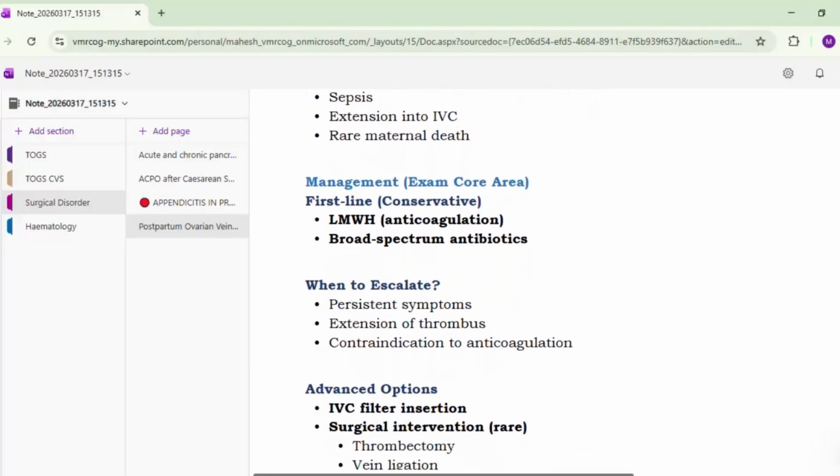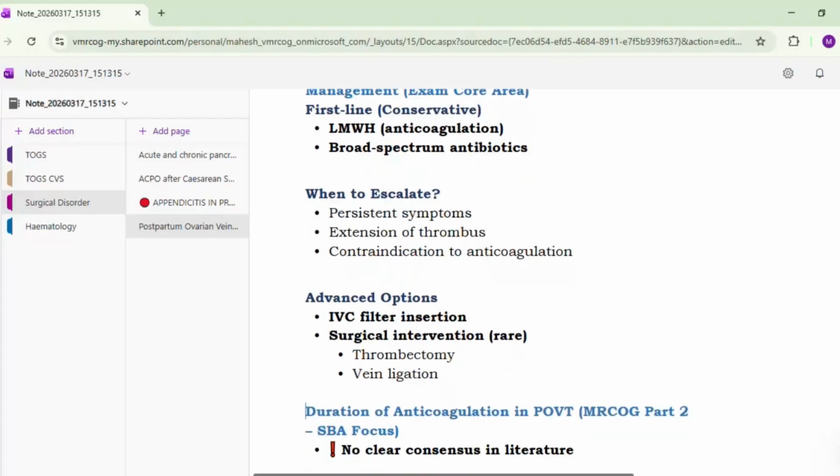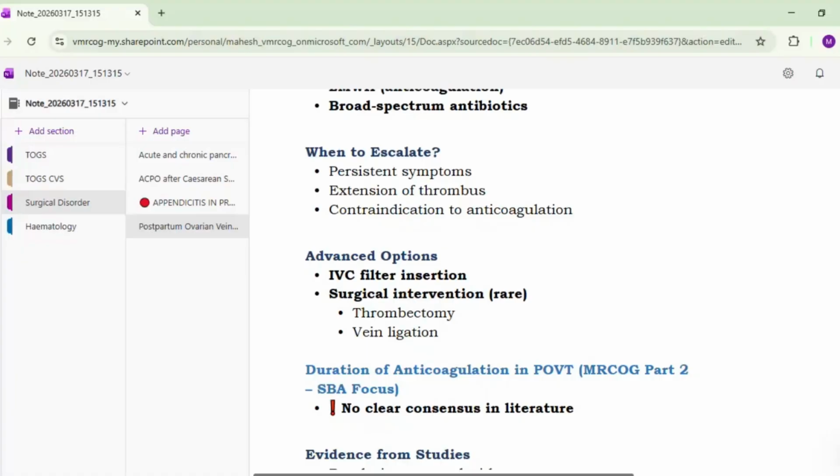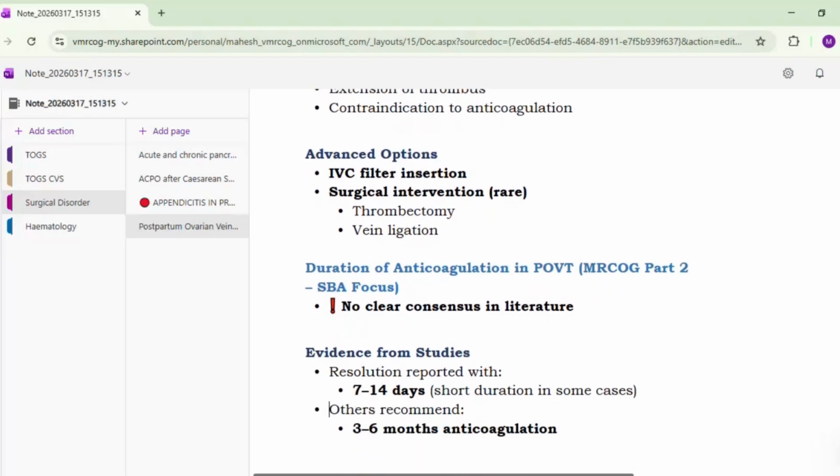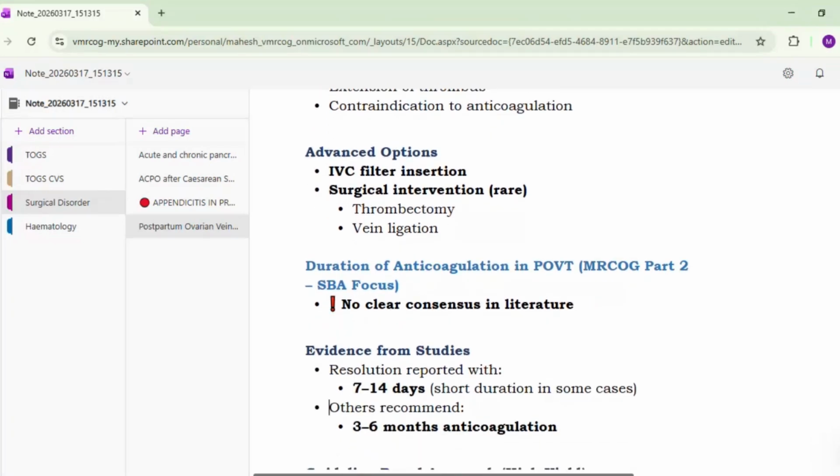Okay, then we have seen the first line antibiotic along with low molecular weight heparin. So when to escalate? If there are persistent symptoms, extension of the thrombus, or contraindication to anticoagulation. So advanced options will be IVC filter insertion and surgical intervention, that is thrombectomy or vein ligation.